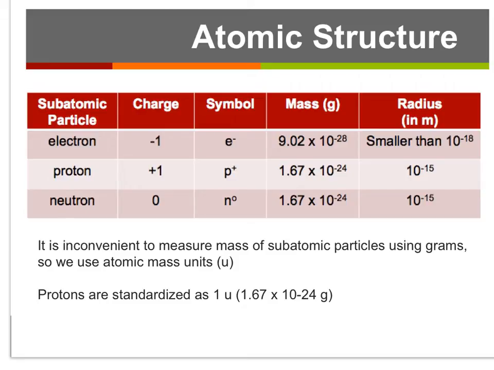In this video, we are going to review atomic notation and Bohr-Rutherford diagrams. To begin, we need to look at atomic structure. Atoms are made up of electrons, protons, and neutrons.